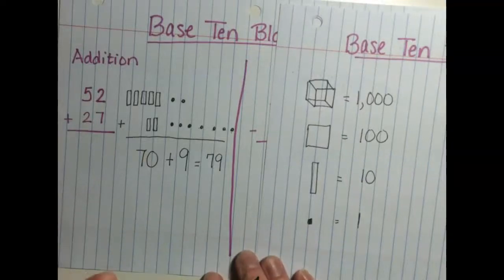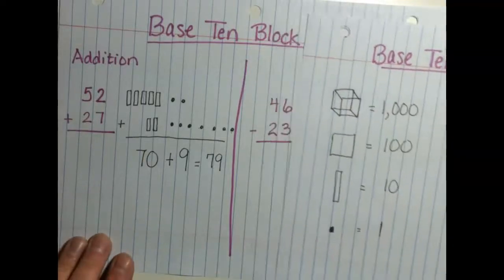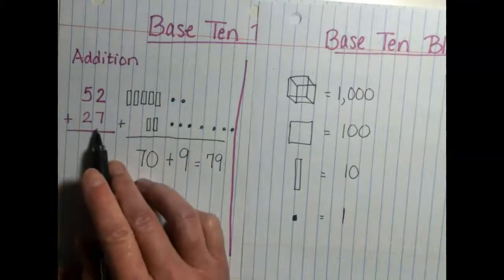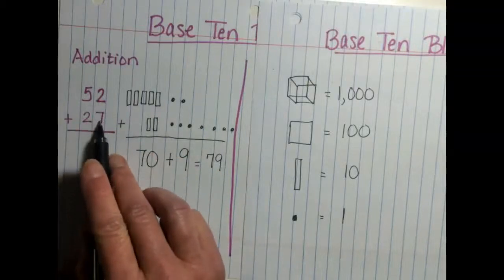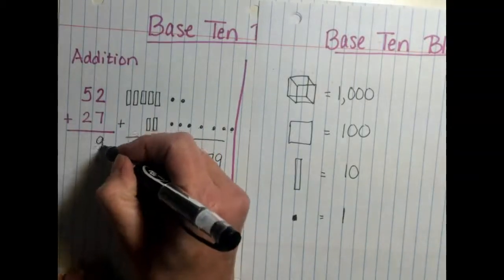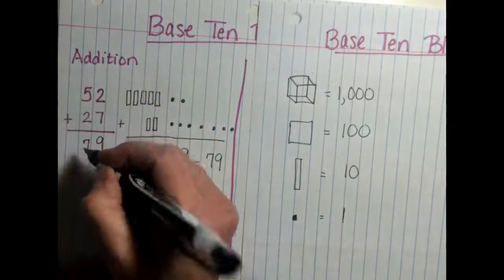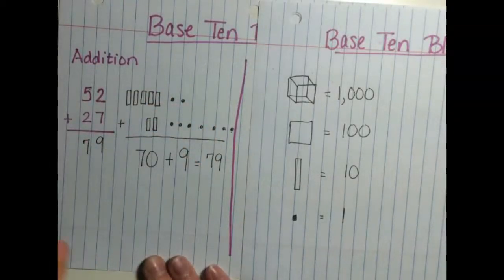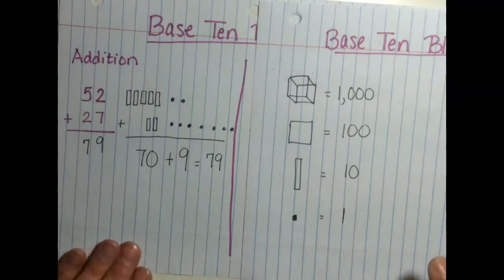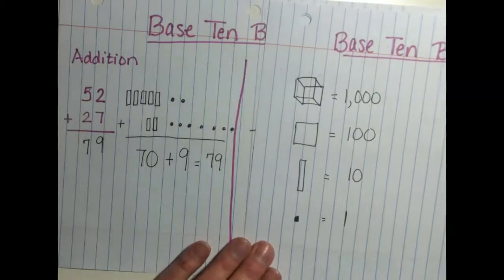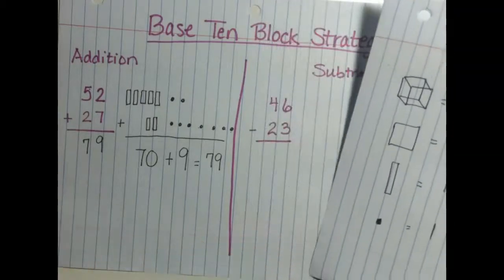Now that's the base 10 block strategy for addition. And how I can double check myself is I can come over here and do it the old-fashioned way, and I can say 7 plus 2 is 9. 7, 8, 9. And then I say 5, 6, 7. Okay, so what I want you to do is I want you to be comfortable using either way. Okay? All right, now let's see how this works when we're working with subtraction.